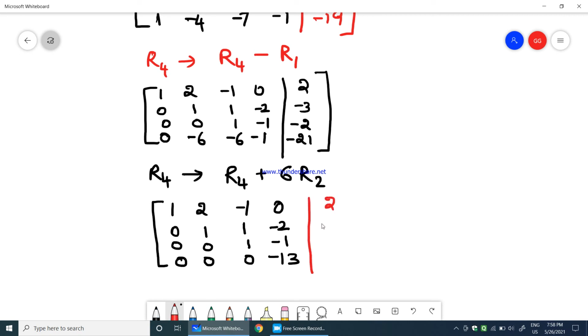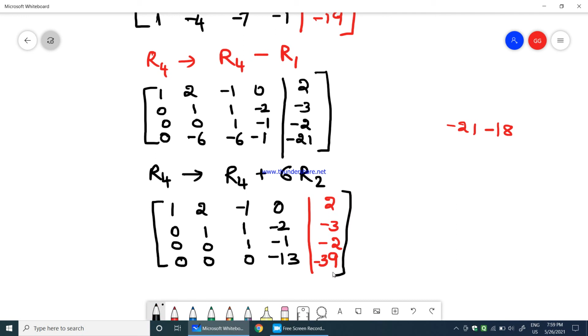So it is 2, minus 3, minus 2. So here minus 21 plus 12. So what do we get? So you get 11 minus 2, which is 9. So you get 9 here. So it is minus 21 plus 6 into, oh sorry, 6 into 3. I think we should do it with the second row. Sorry. So it is minus 21 minus 6 3s are 18. So you get minus 39.